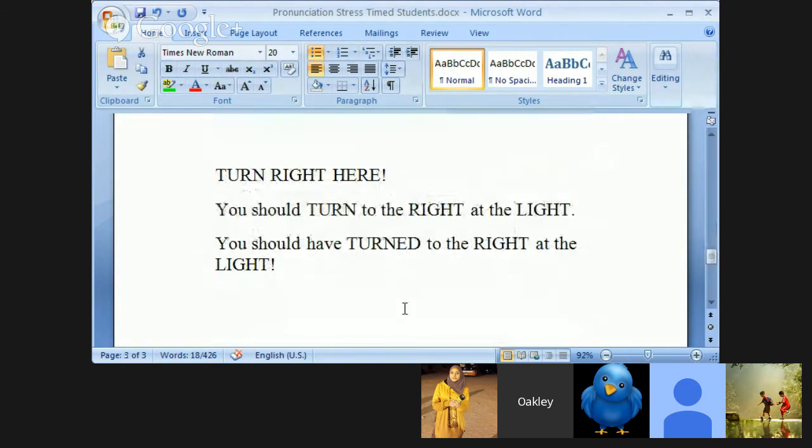Let's see if I can illustrate that even clearer. All right, here, I have 3 sentences.